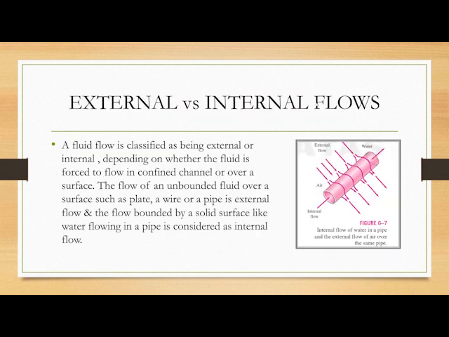Now coming to the flow of fluids, we have two kinds of flows: external and internal flows. A fluid flow is classified as being external or internal depending on whether the fluid is forced to flow in a confined channel or over a surface. The flow of an unbounded fluid over a surface such as a plate, a wire, or a pipe is external flow, and the flow bounded by a solid surface like water flowing in a pipe is considered as internal flow.